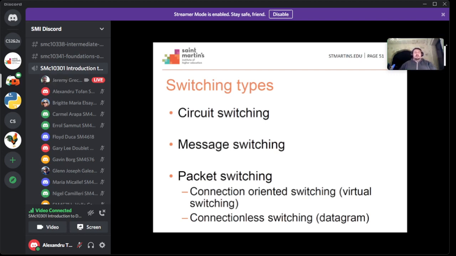The difference between message switching and packet switching is that with message switching, the message can be quite large, which might not be a feasible option for every type of communication. It's one thing if I'm trying to send a text message, for example, because it might be quite short. It's another thing if I'm trying to send a video. So message switching might not be suitable for different types of communication.